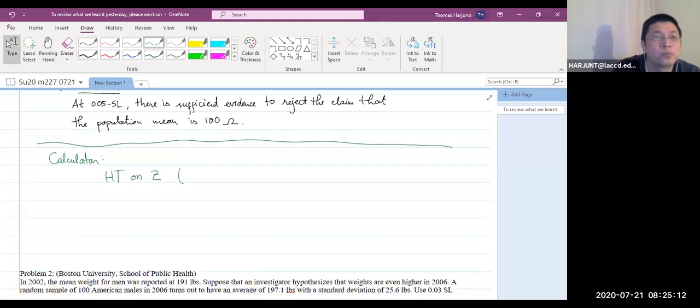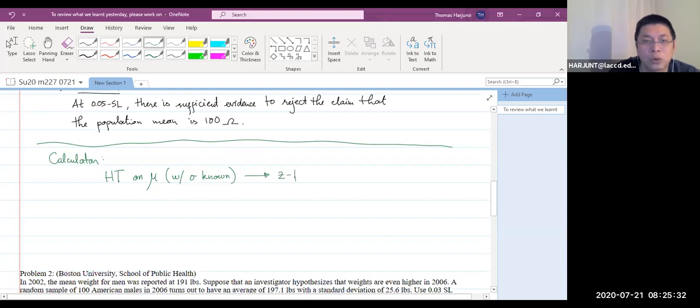Because we are doing hypothesis testing on mu with sigma known, we will use the Z score, or Z test statistic. On your calculator, you use Z-Test. How to get that Z-Test? You go to STAT, and then go to TESTS on your calculator, and then Z-Test.